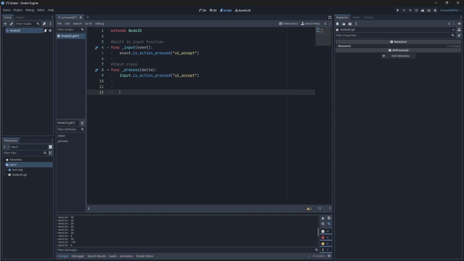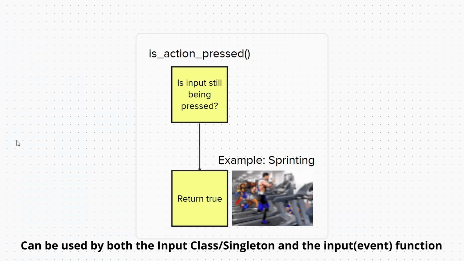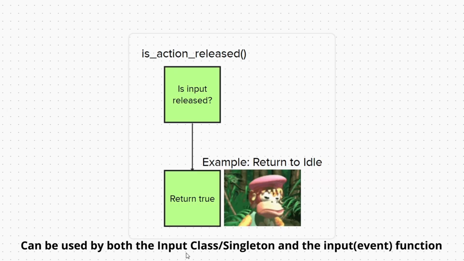Let's look at a diagram to elaborate on this. We have the isActionPressed function. This function checks if the action is currently in the press state, meaning the user is still pressing the button, and if so, it will return true. Then we have the isActionReleased function, and this checks if the action is not being pressed anymore, meaning the user has released the button, and returns true if so.